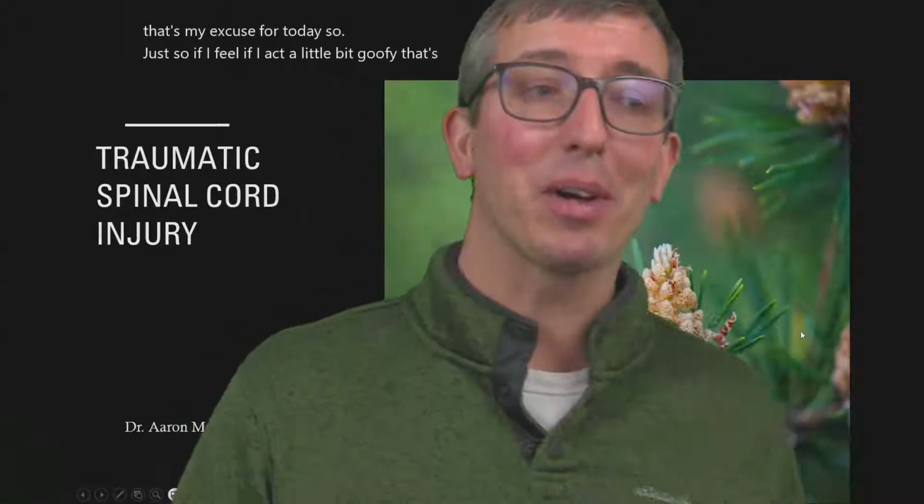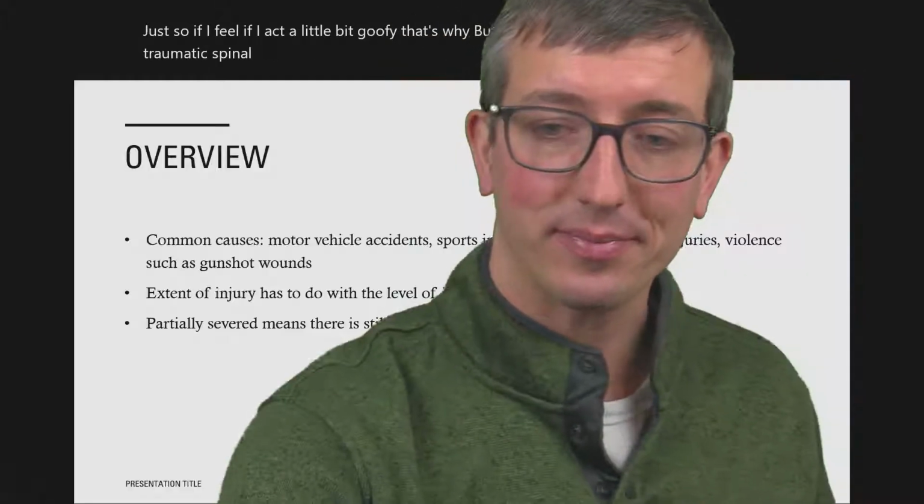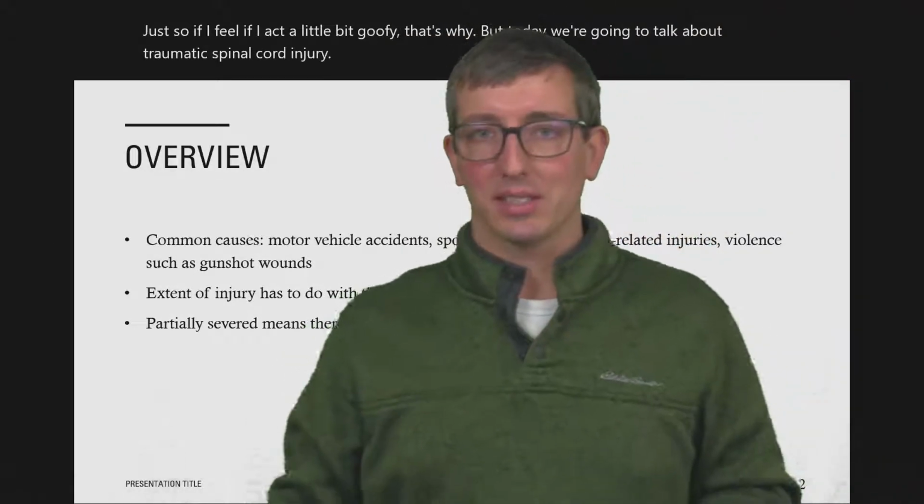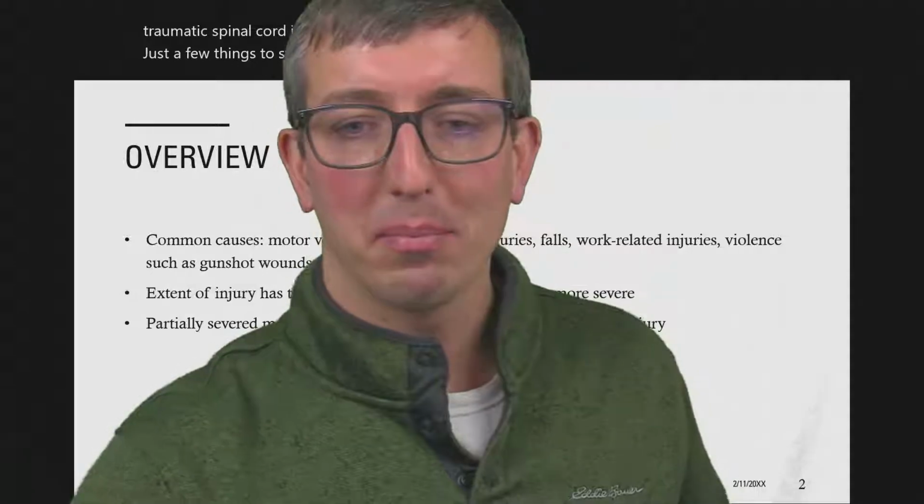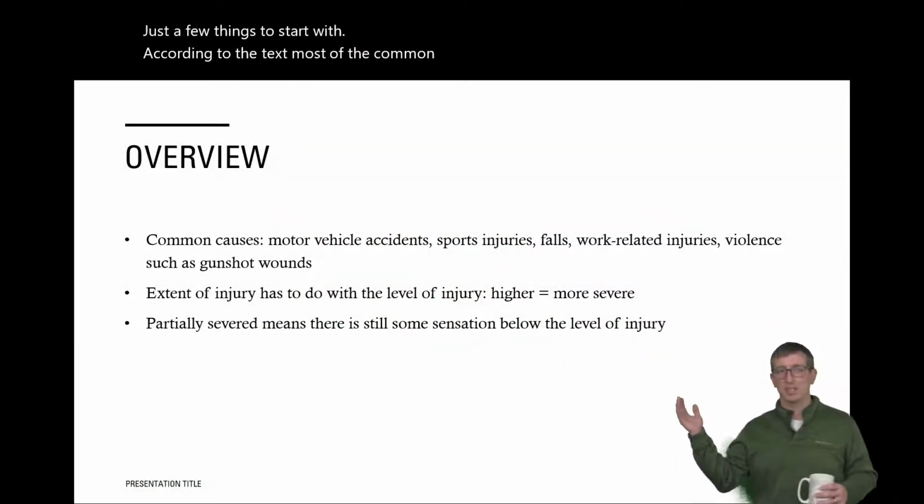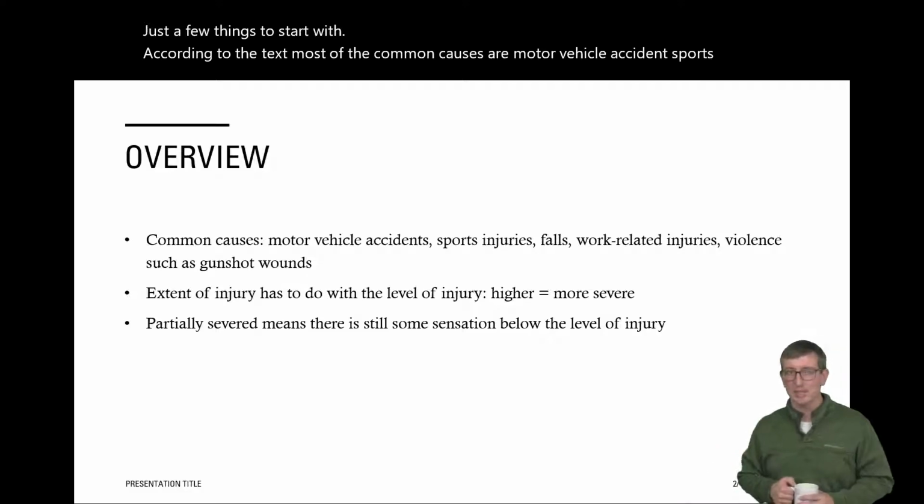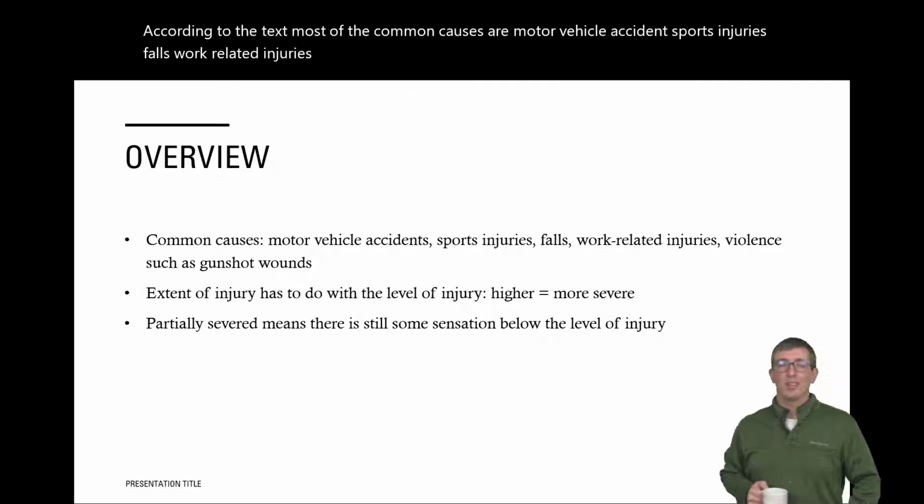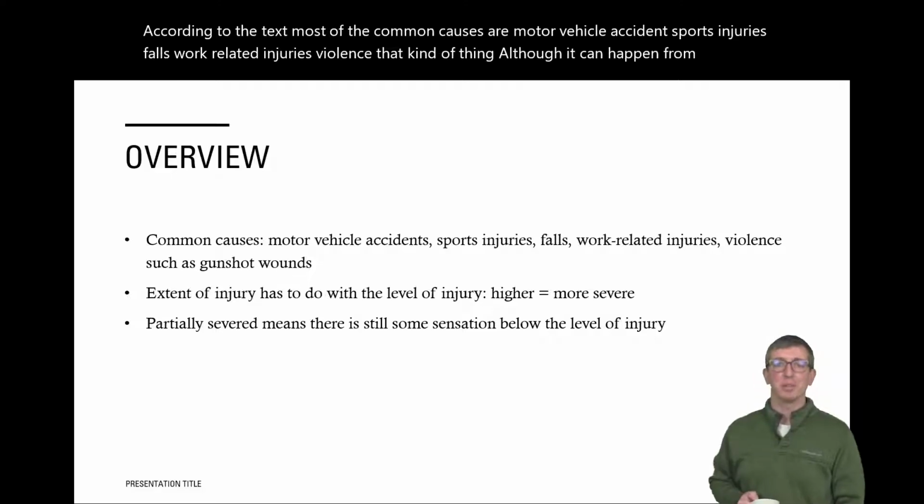But today we're going to talk about traumatic spinal cord injury. Just a few things to start with. According to the text, most of the common causes are motor vehicle accidents, sports injuries, falls, work-related injuries, violence, that kind of thing. Although it can happen from anything. This is just sort of the common ones.